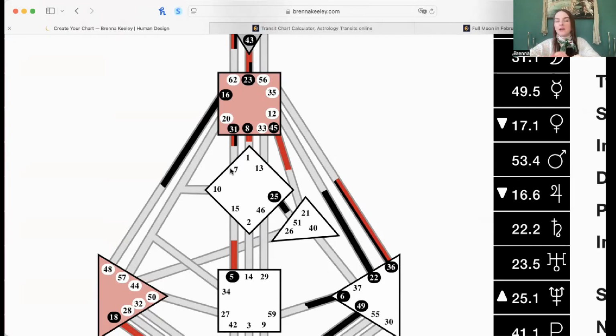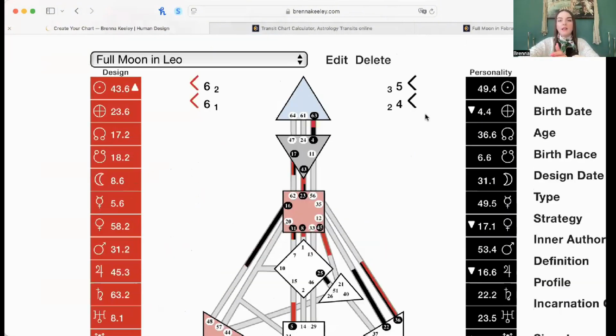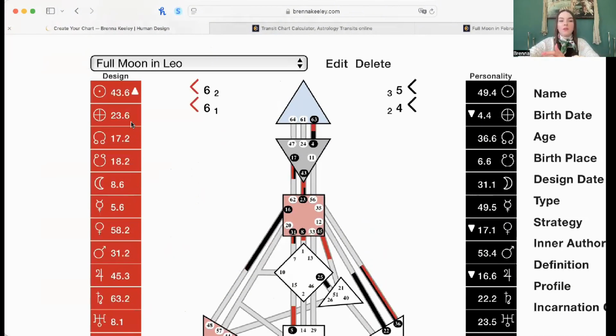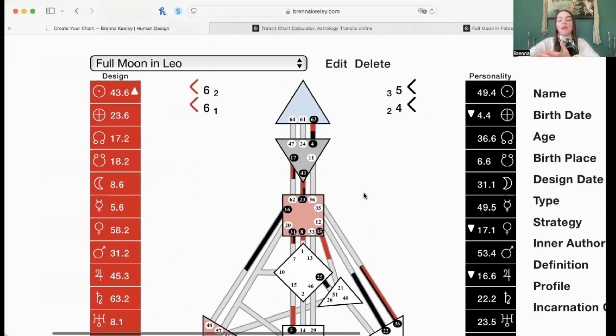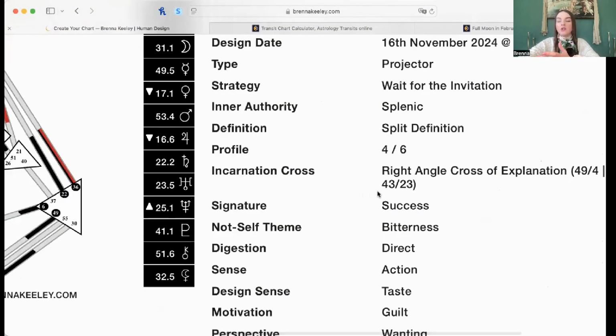If you're somebody that has the incarnation cross, the right angle cross of the Sphinx, you're also going to have this gate placement in your top 4 quadrants here. Gate 49, gate 4, 43, 23. Those are the 4 gates that will be different for everybody, but that make up the 4 gates of your incarnation cross in human design.